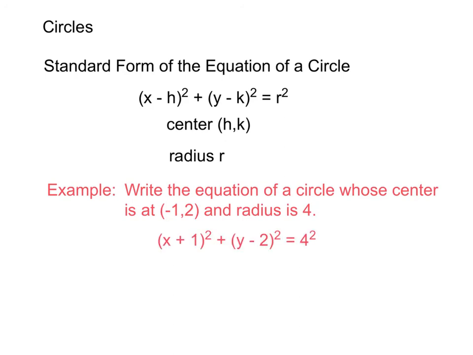Now the equation would look something like this. Notice the first term is (x + 1). Why is it x plus 1? Because the standard form is x minus h. h in this case is -1, so it's x minus a minus 1, or (x + 1)², plus (y - 2)², because 2 is k, is equal to 4 squared. Now obviously the 4 squared we can say is equal to 16, which gives us our final equation.